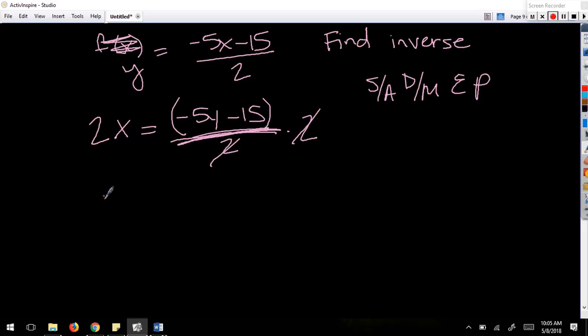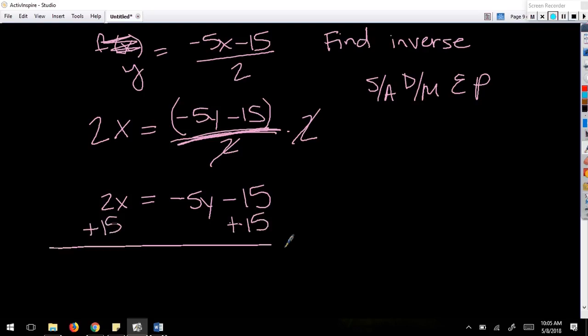2x, right? Now it should be a little easier for you. Add 15. Remember, your answer is going to have an x in it, and that's okay. It's what we want. We want a new equation with x.